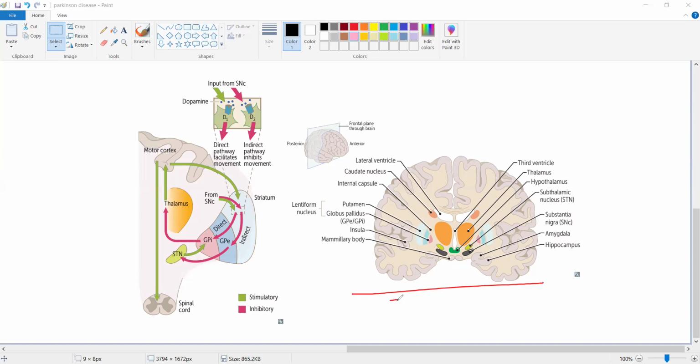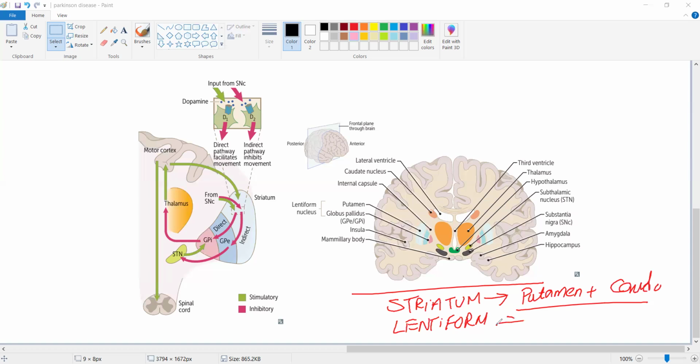Okay. I discussed two terminologies, striatum, right? And lentiform nucleus. Striatum consists of putamen. Lentiform is composed of putamen and globus pallidus. You say that's from lentiform nucleus. Yes, you are absolutely right. Striatum is putamen and caudate, while the lentiform nucleus consists of putamen and globus pallidus, right?